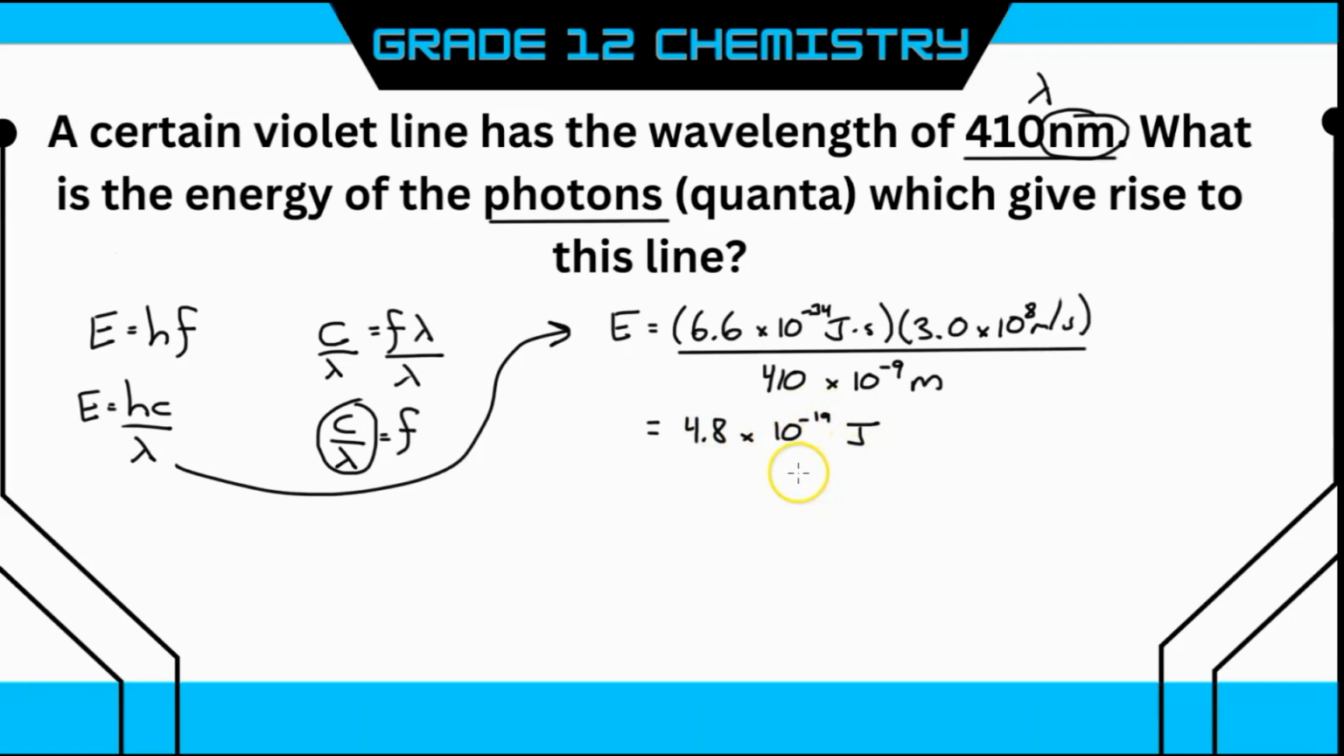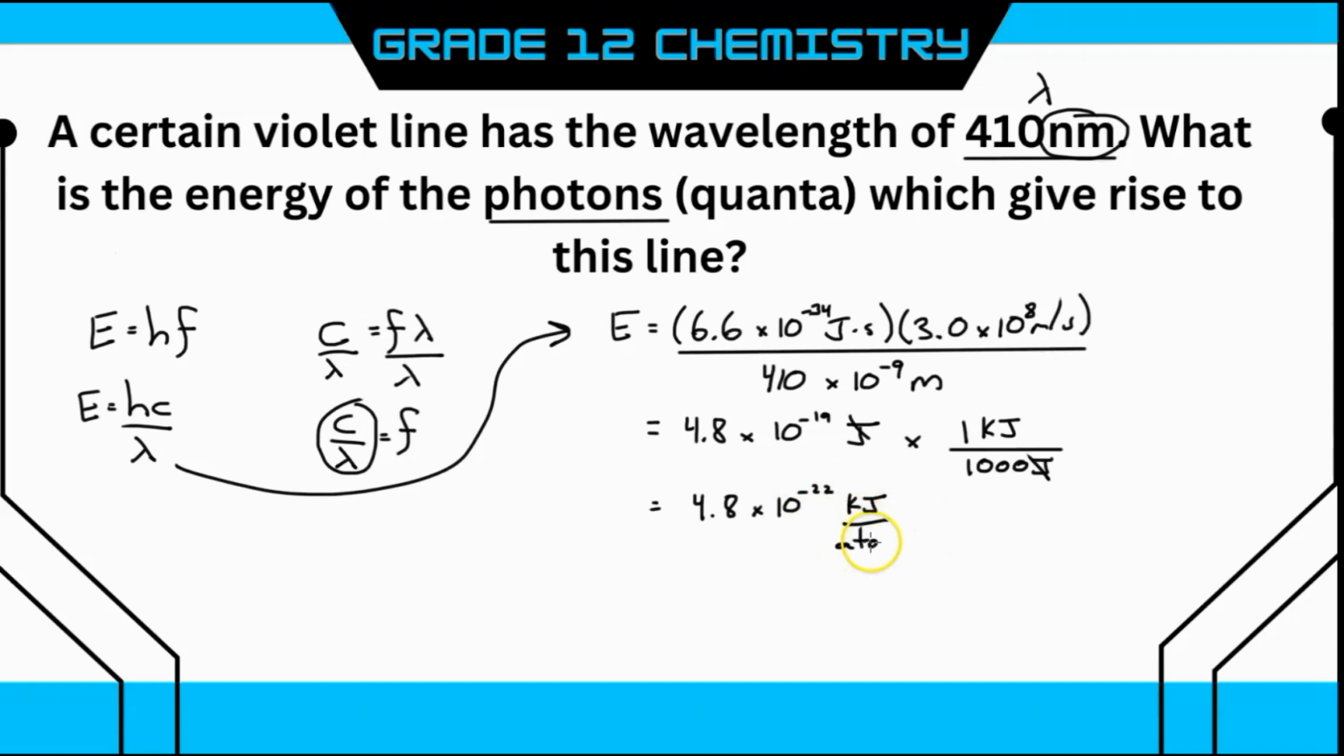Now as an extension, if the question wanted to ask what it is in kilojoules per mole, which is a common question, we can first convert this to kilojoules by multiplying by 1 kilojoule for every 1,000 joules. That'll give us 4.8 times 10 to the minus 22 kilojoules. And that is for every atom.